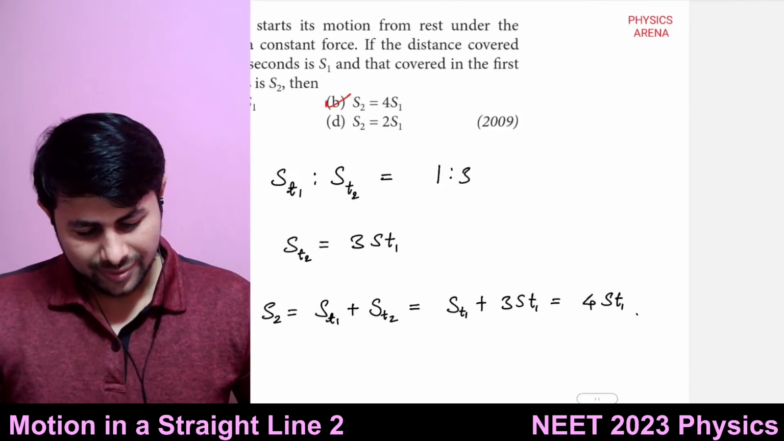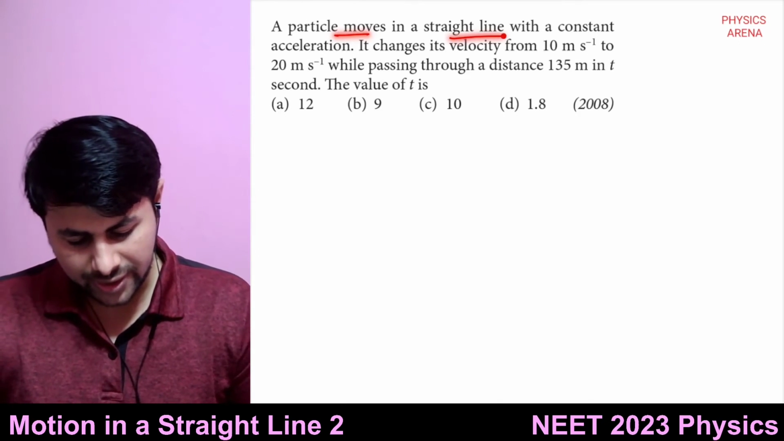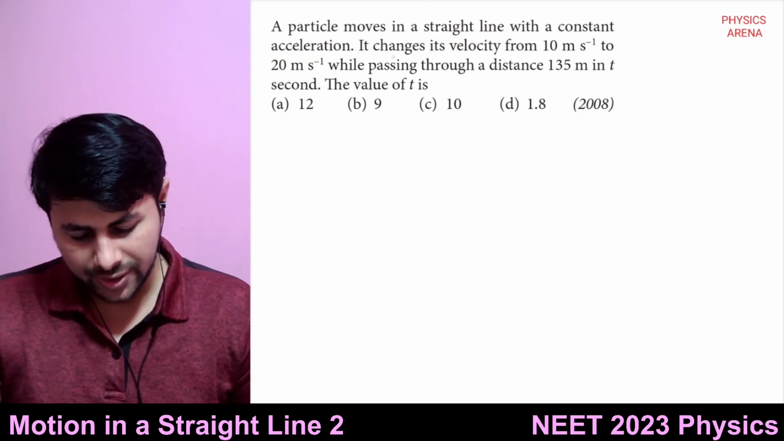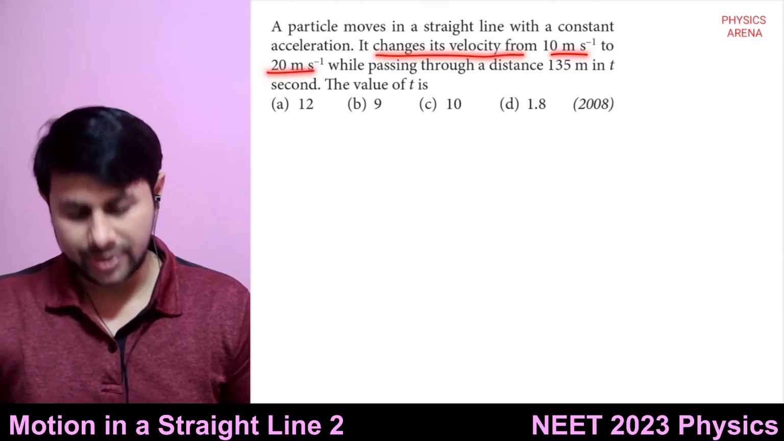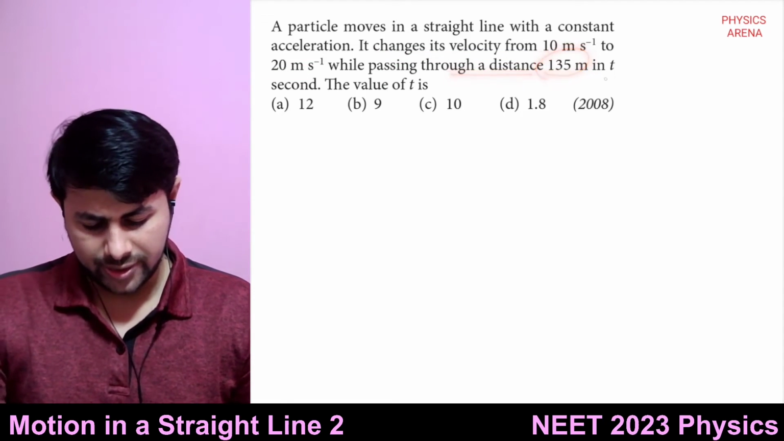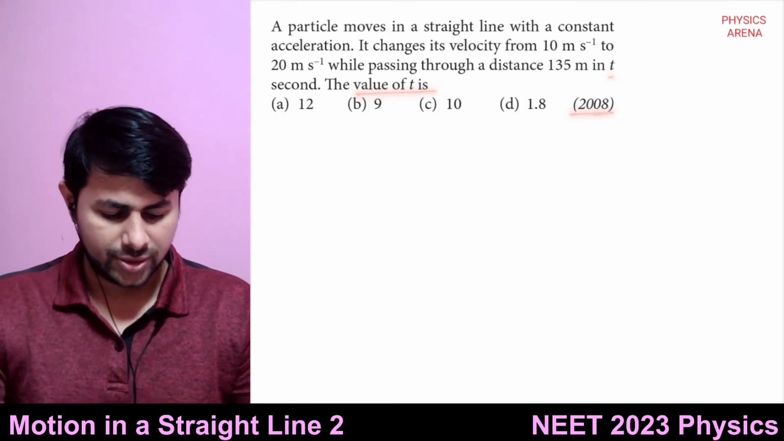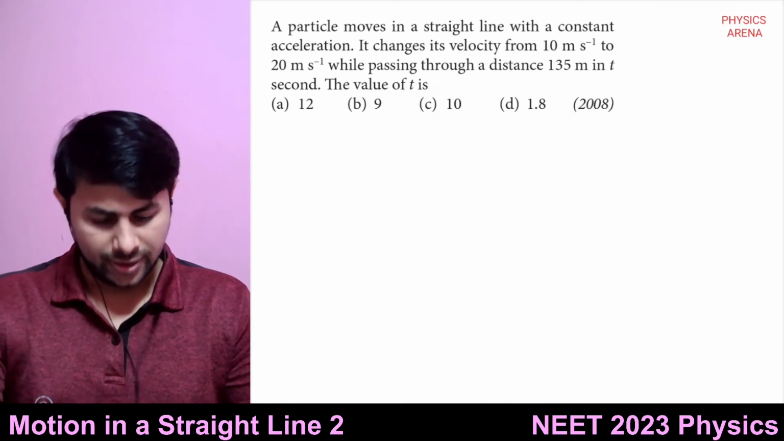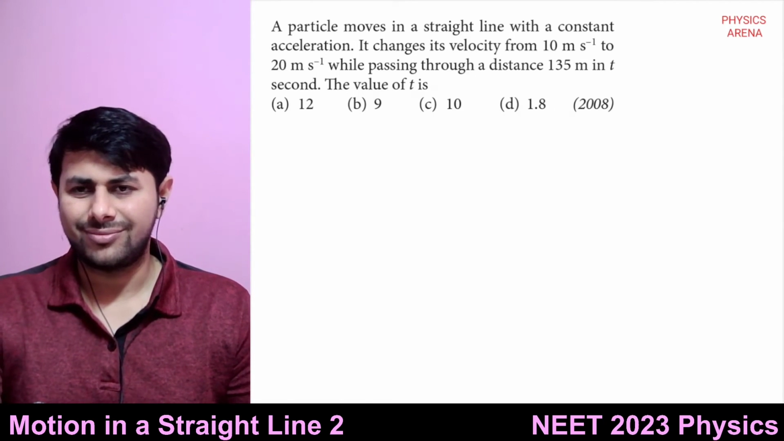Let's see the next question. A particle moves in a straight line with a constant acceleration. It changes its velocity from 10 meters per second to 20 meters per second while passing through a distance of 135 meters in t seconds. The value of t is. This is from NEET 2008, and a very simple question. You tell me how to solve.